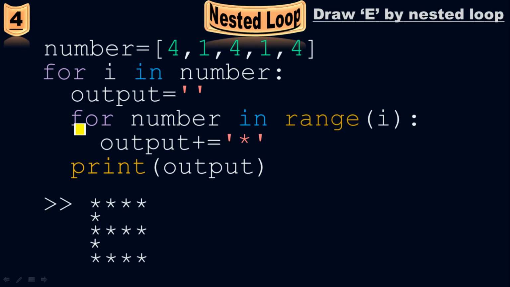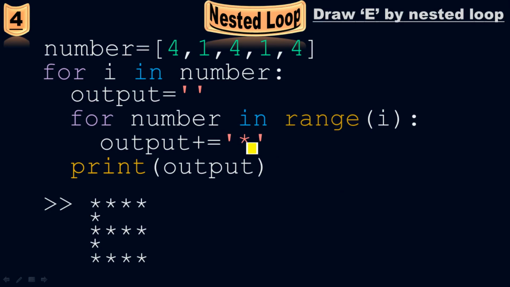And then the inner loop starts iterations of the number in the range of I. What is I at this point? I at this point is 1. So you will see 1 asterisk. And then the outer loop starts iteration of the last item, which is 4. And then the inner loop starts iteration of the number in the range of I. At this point I is 4. So you will see 4 asterisks again here. So there we see the alphabet E in the output. So that's how we can draw the pattern of E, alphabet E in the output using the nested loop.